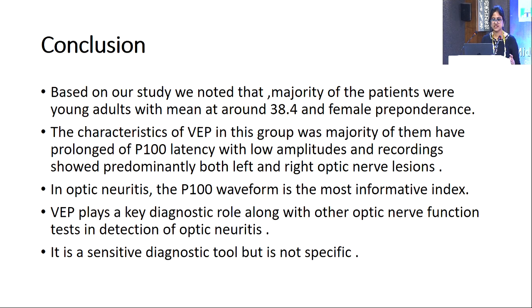Conclusion: based on our study, we noted that the majority were young adults and there is female preponderance, and the characteristics were prolonged P100 latency with low amplitudes, showing predominantly both left and right optic nerve lesions. In optic neuritis, the P100 waveform is found to be the most informative index, where VEP plays a key diagnostic role, but along with the other optic nerve function tests in the detection of optic neuritis, it is a sensitive diagnostic tool, but it is not specific.